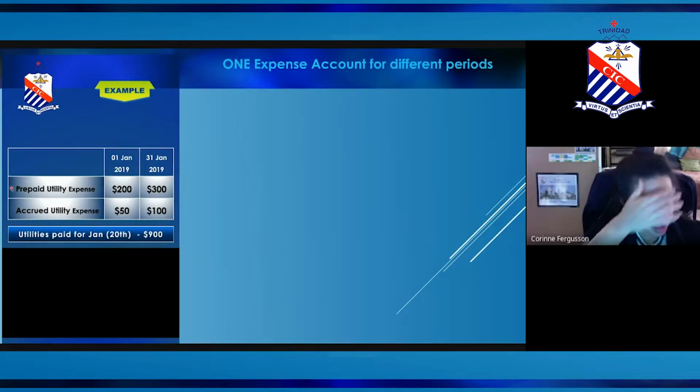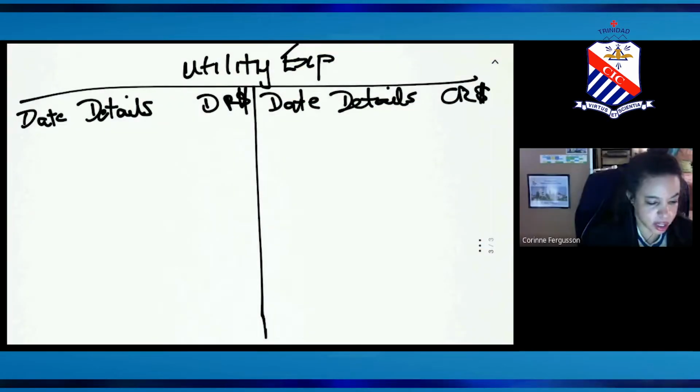Drop your T account. All right, so you should have a chicken scratch looking something like this, right? Where you have utility expense, date details, and you can leave out the folio for now and date details, debit side and credit side.